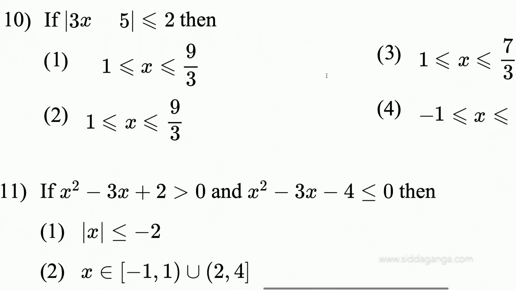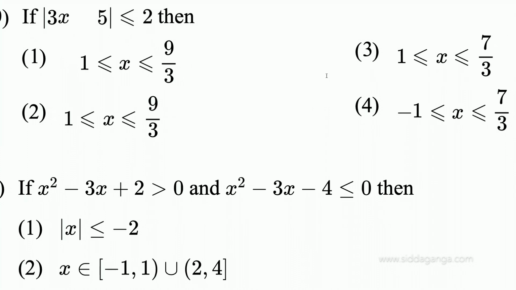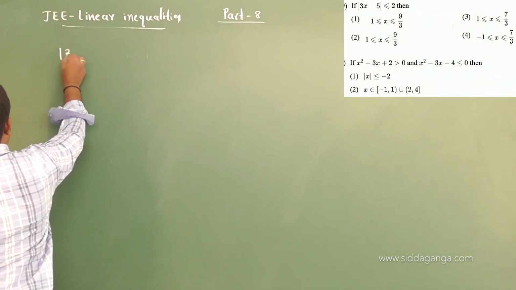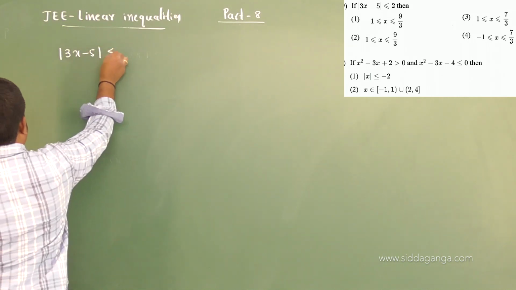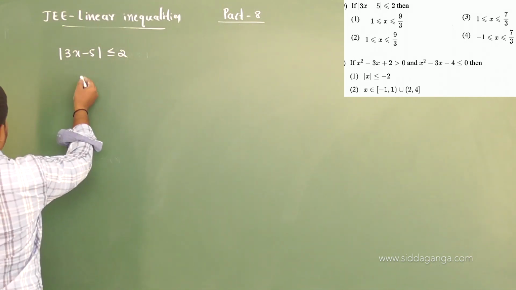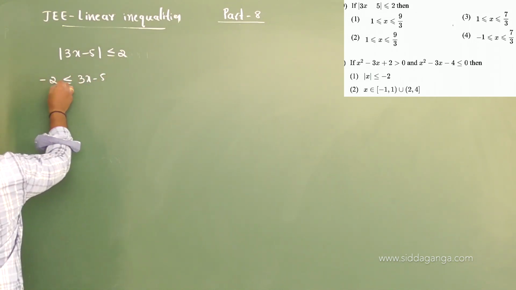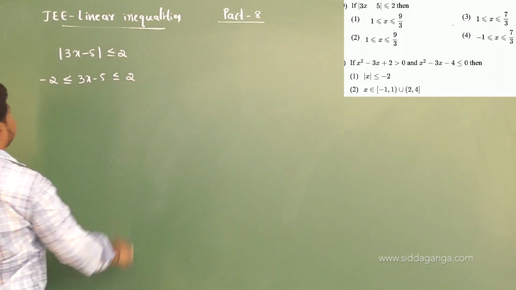Okay, let me move to question number 10, a simple one. Modulus of 3x minus 5 less than or equal to 2. So this is true for what value of x among the following 4 options? Same as before, 3x minus 5 is greater than or equal to minus 2 and less than or equal to plus 2.